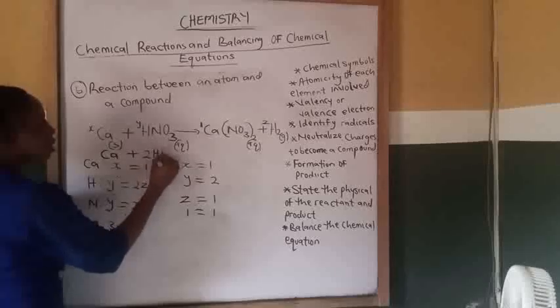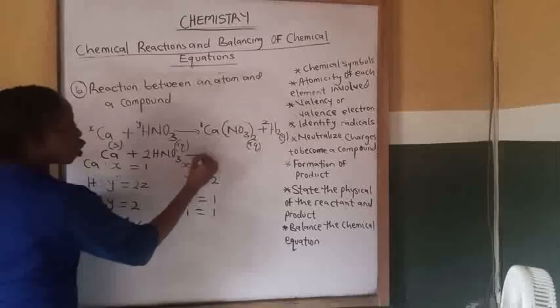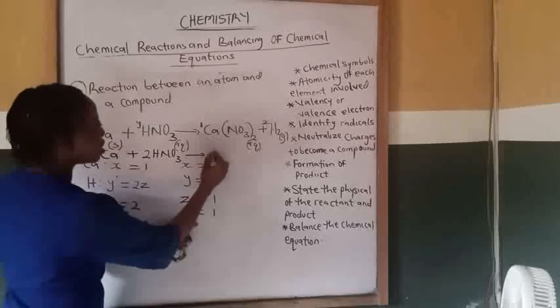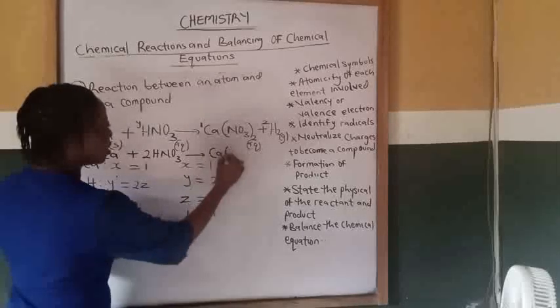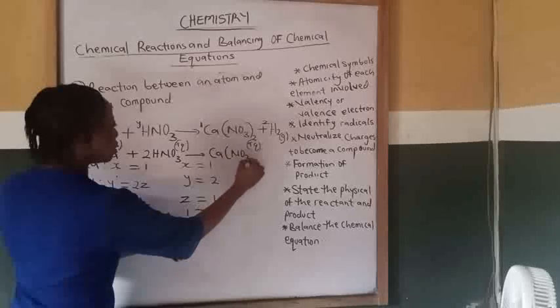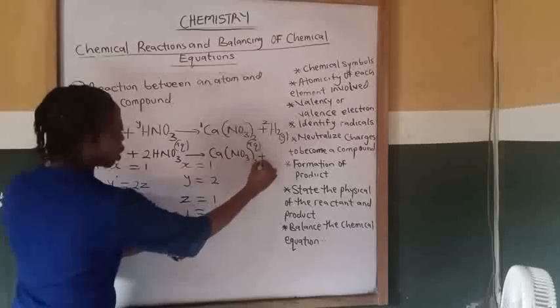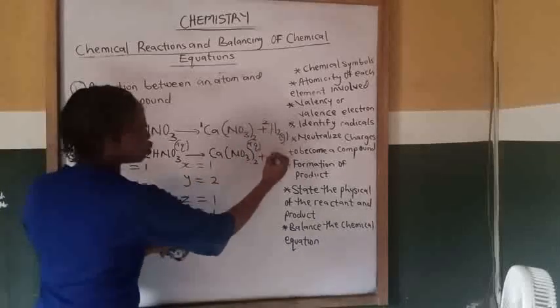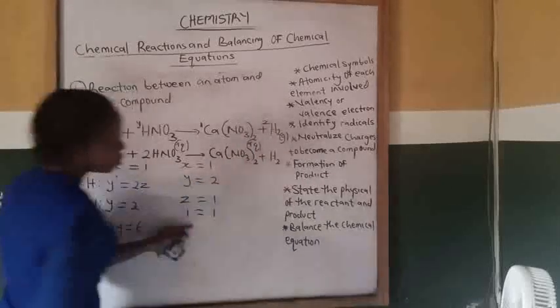2HNO3 equals, so my coefficient 1 remains 1. So Ca(NO3)2, then plus, my Z is 1. So 1 times H2 will give me H2.